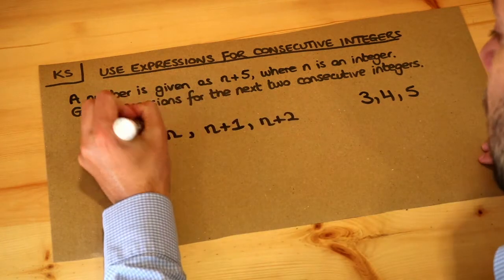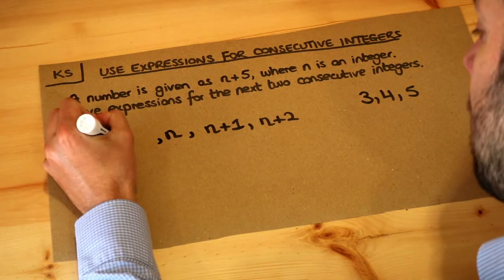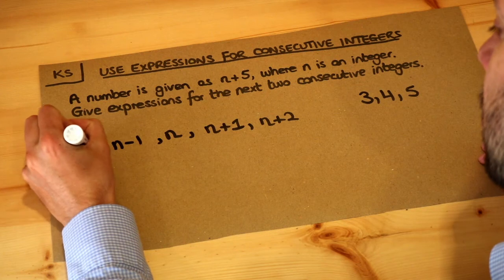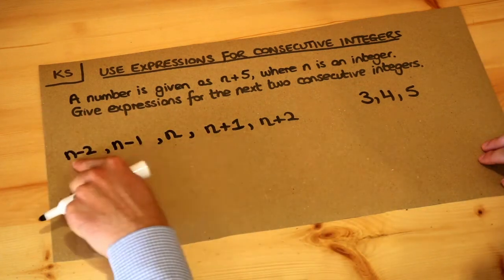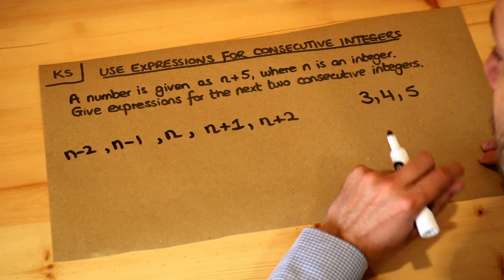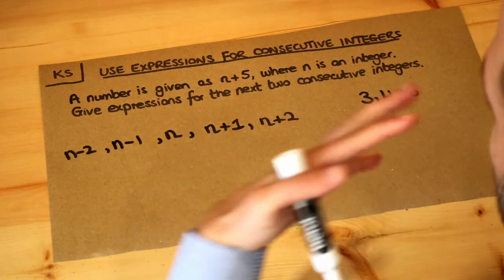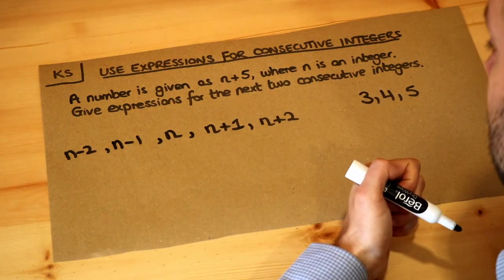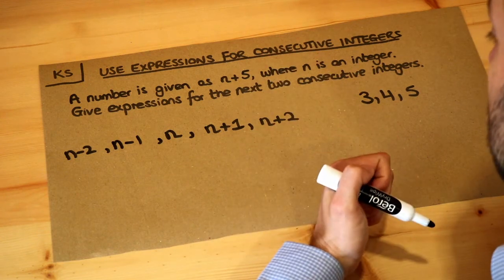And we could go before that. If we wanted the number before n, it would be n minus 1, then n minus 2, etc. So this would represent 5 consecutive numbers in a sort of generic way. It represents any possible 5 consecutive numbers rather than a specific example.